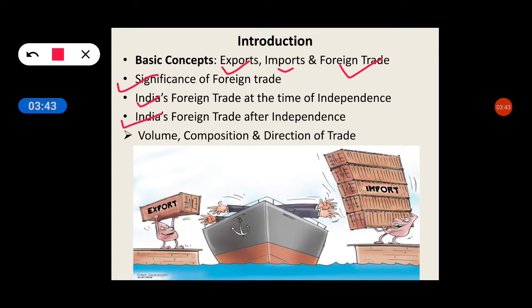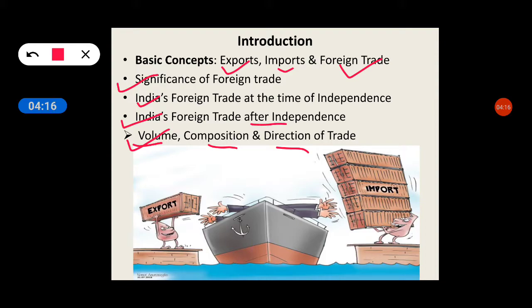After independence, India's foreign trade showed a drastic change. Volume, composition and direction of trade underwent noticeable changes. So there are three words: volume, composition and direction. Let's study one by one. The first one is the volume. Basically the volume of trade started trending up. That is, both India's export and import started to shoot up after independence.